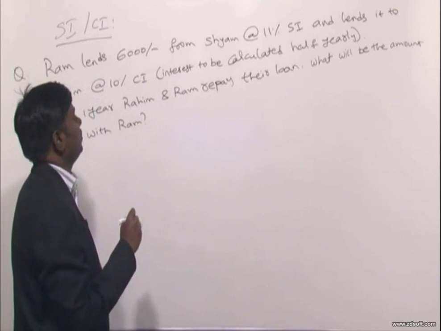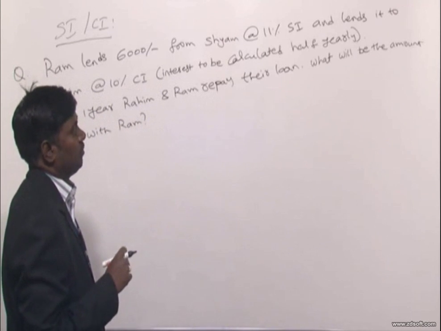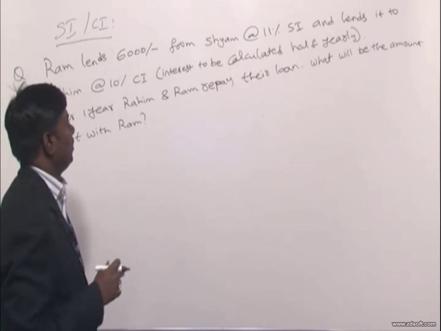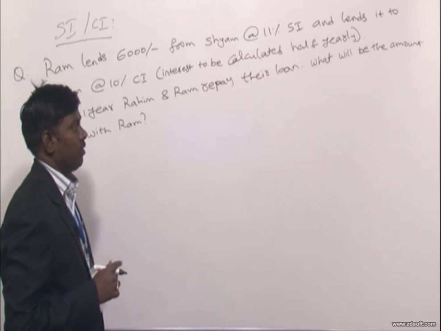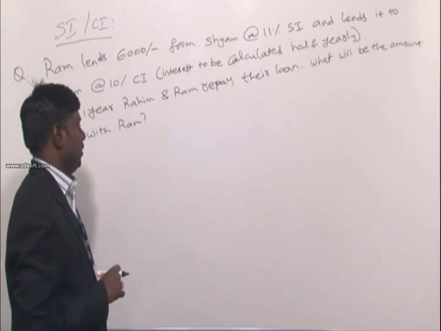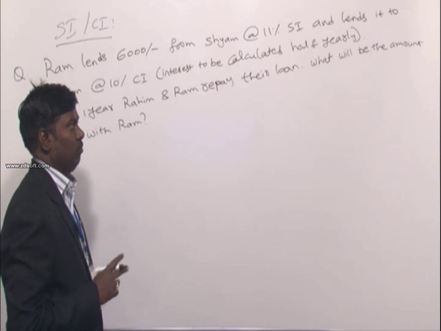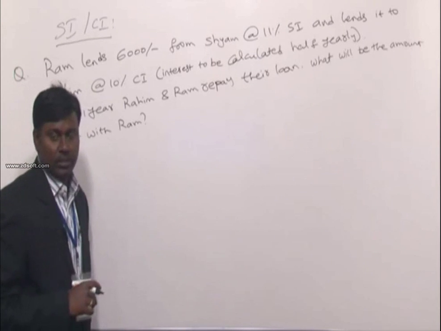Okay, Ram lent 6,000 rupees from Sham at the rate of 11% simple interest and lent it to Rahim at the rate of 10% compound interest. Interest to be calculated half yearly. After 1 year, Rahim and Ram repay their loan. What will be the amount left with Ram?